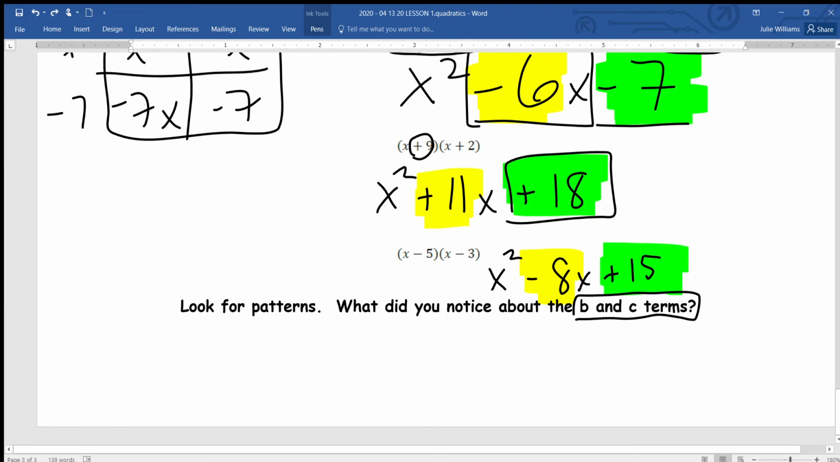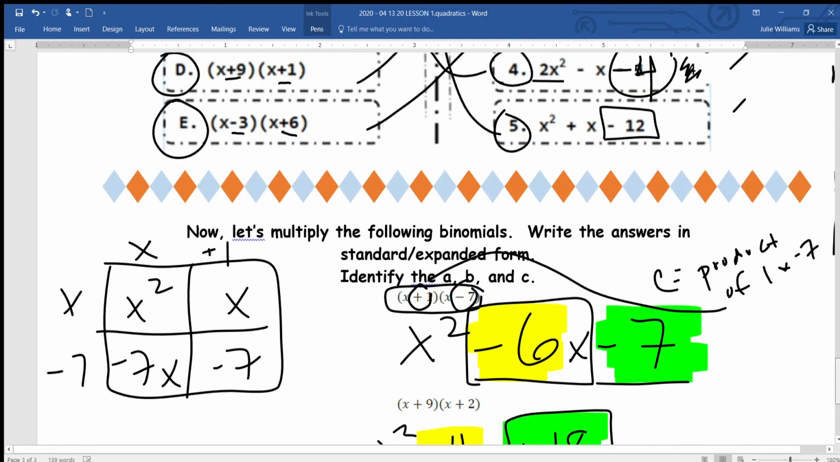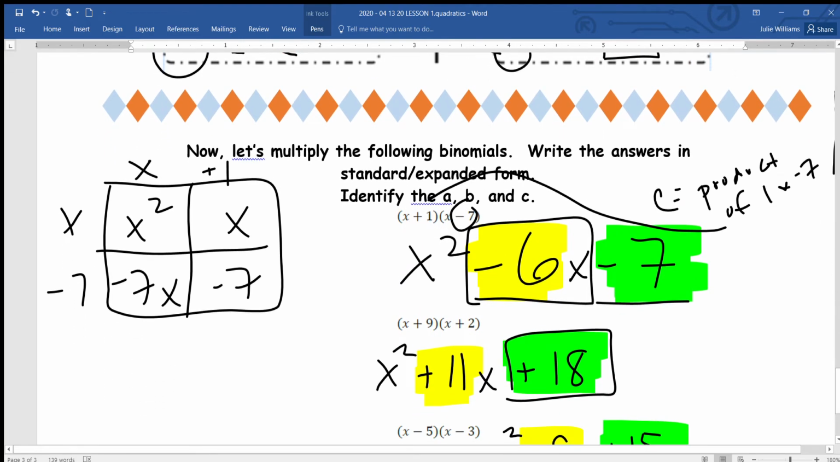Okay. And then the last one, the positive 15. Is that the product of negative 5 and negative 3? Sure is. All right, so that's how we get our C term. All right, but the B one's a little bit more difficult for most people to see.